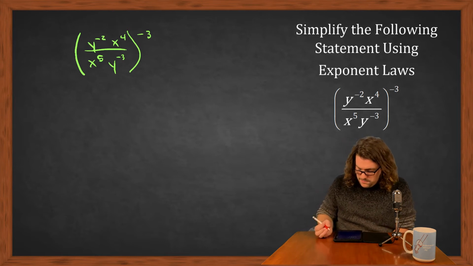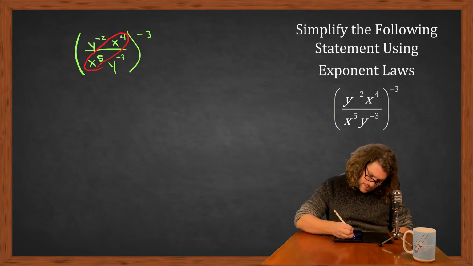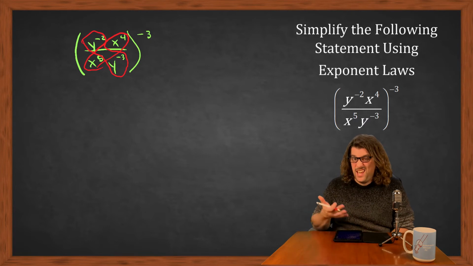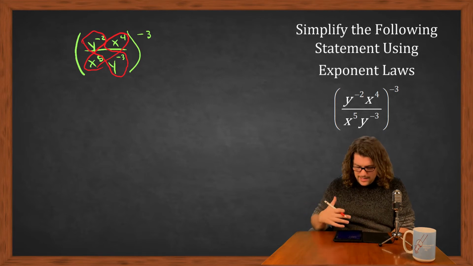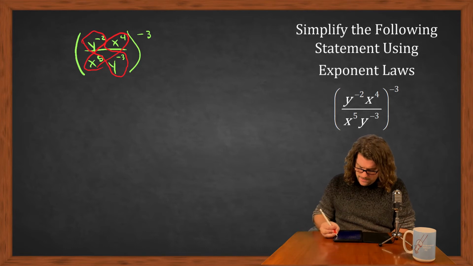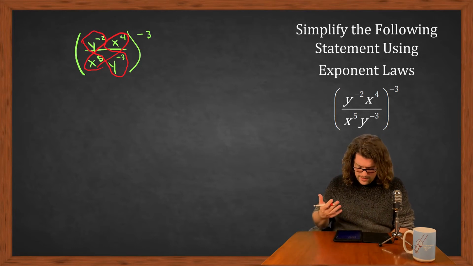As I have done before, I need to concentrate on grouping together things that have the same base. I'm going to do the x's and the y's simultaneously, because the different bases can't affect each other, so they're not going to simplify in any particular way. So I'm going to group together the x to the power 4 in the numerator and the x to the 5 in the denominator, as well as the y to the negative 2 in the numerator and the y to the negative 3 in the denominator.